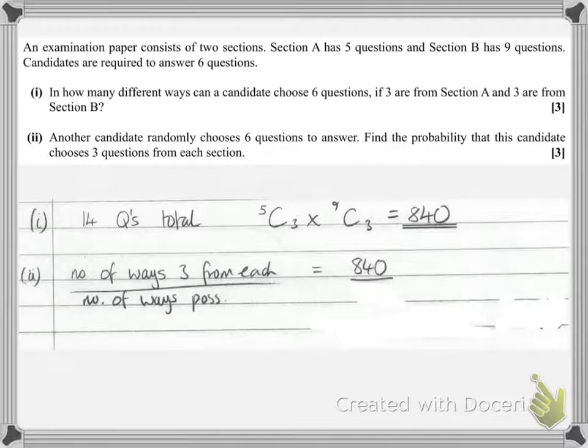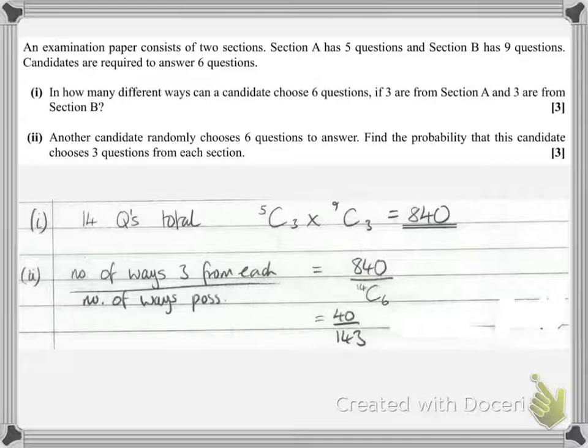So we've got the 840, and then the number of ways possible, this is where we'll use the fact that there's 14 altogether. It's the number of ways of choosing 6 questions out of 14. Again, the order doesn't matter, so that'll be 14C6. That turns out to be 3003. So 840 over 3003, which simplifies easily on your calculator to 40 over 143.